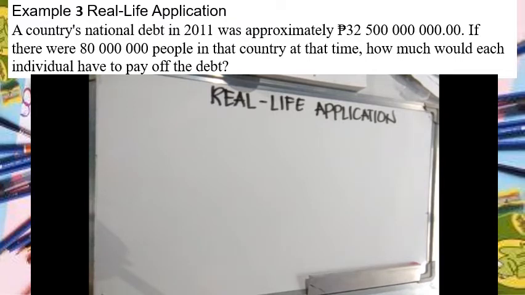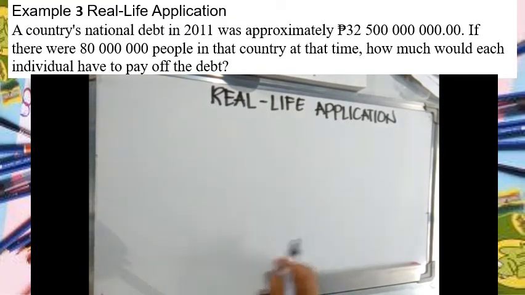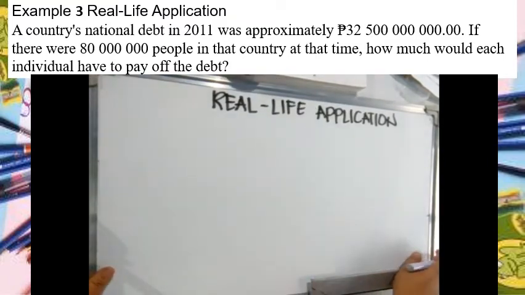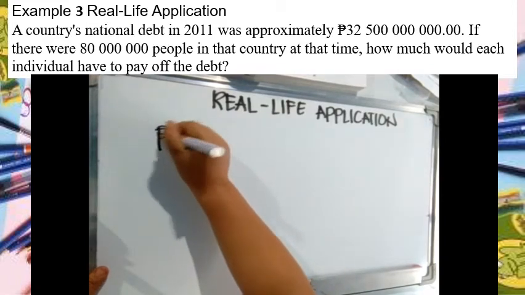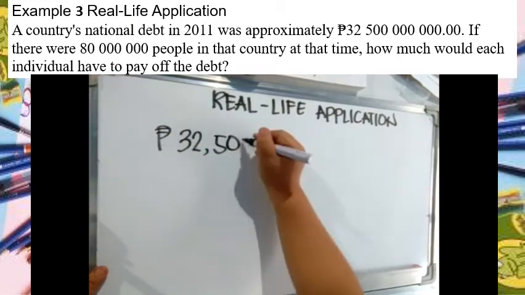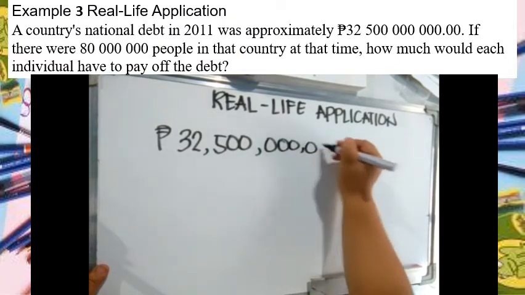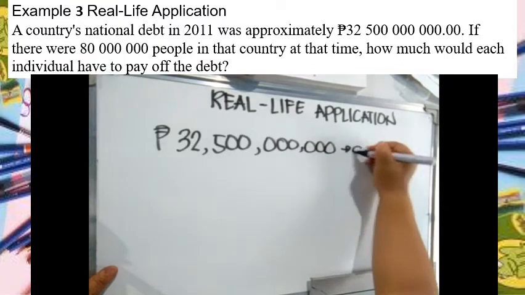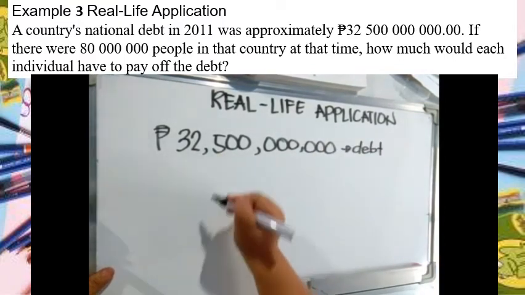So, pila daw ang mabayad sa kada tao kung ang ilahang utang kay 32,500,000,000 pesos. So, 80 million ang tao ato nga country. Okay? So, the first thing to do is to write the given. So, unsa ang given gali? Ang utang, which is 32,500,000,000 pesos. Okay? This is the debt. And then, next is the people.